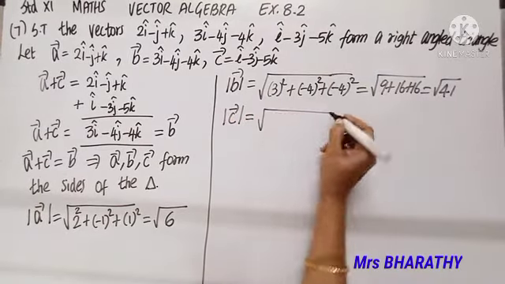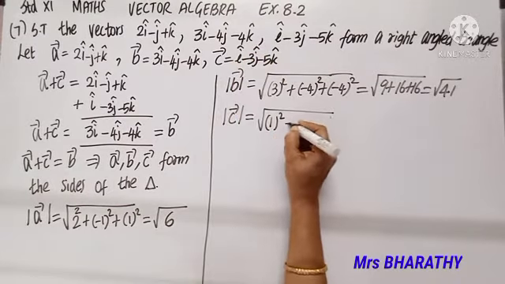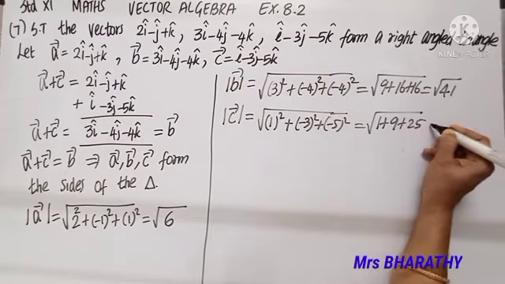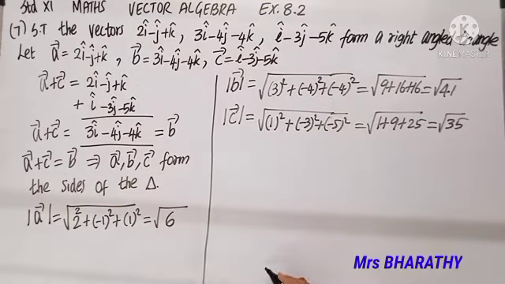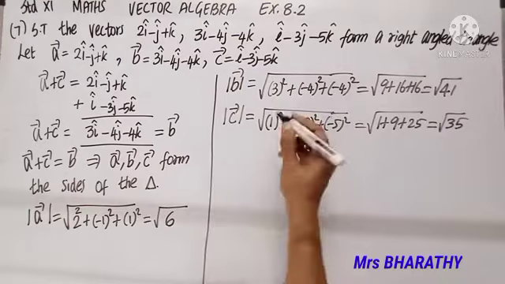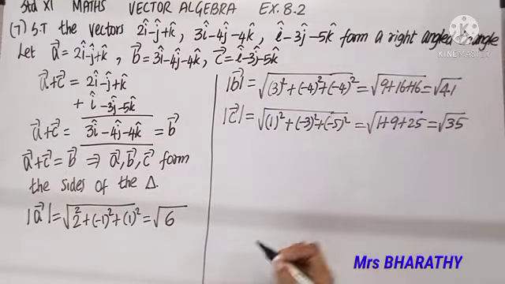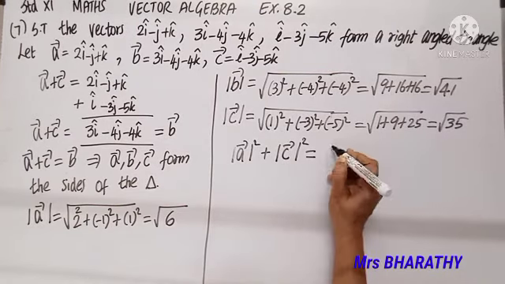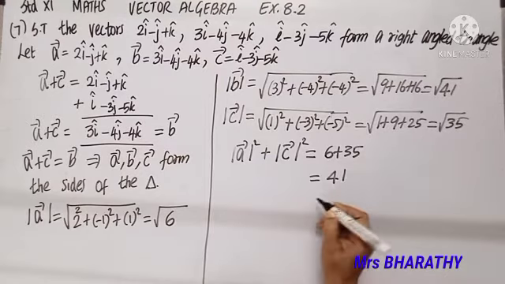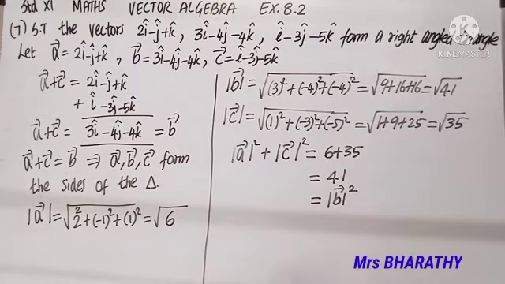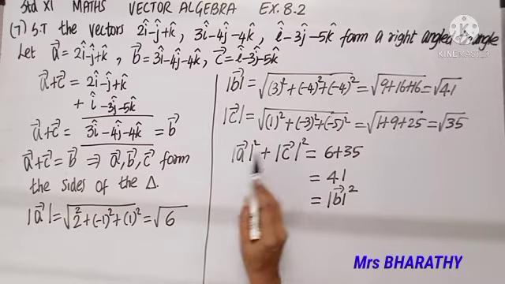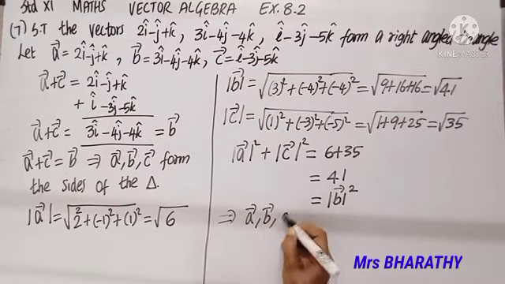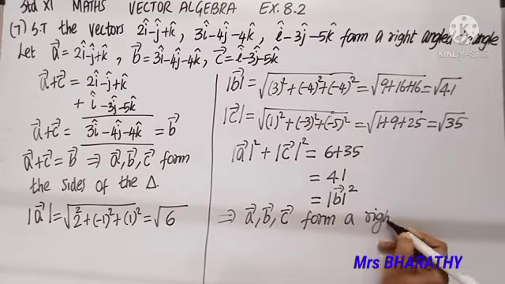Modulus of C vector. Root of the squares of the components, it is 1 plus minus 3 the whole square plus minus 5 the whole square. As I simplify, it is 1 plus 9 plus 25, that is square root of 35. Let me check Pythagoras theorem for the three sides, because my question is a right angle triangle. So modulus of A square plus modulus of C square is 6 plus 35. My answer is 41, which is nothing but modulus of B the whole square. So I am able to show sum of the squares of two sides equals to square of the third side. Therefore, the three vectors form a right angle triangle, and hence the problem.